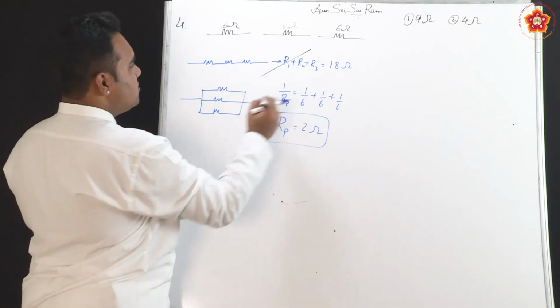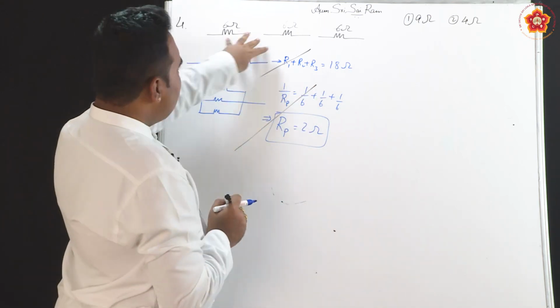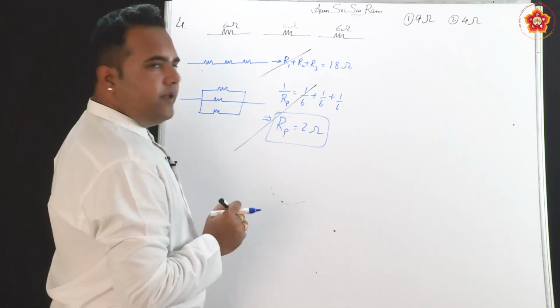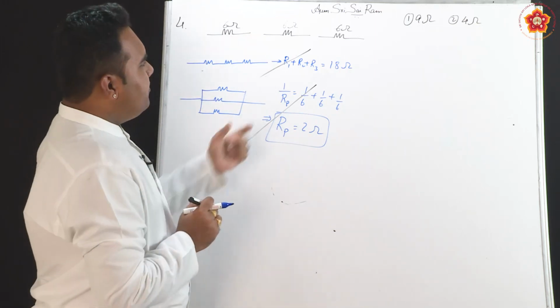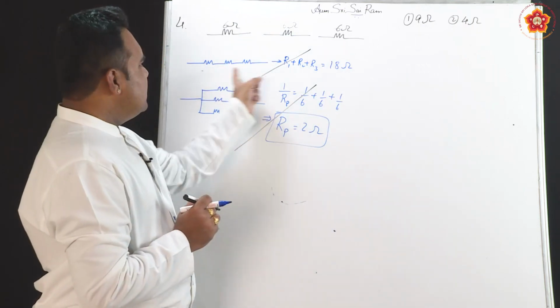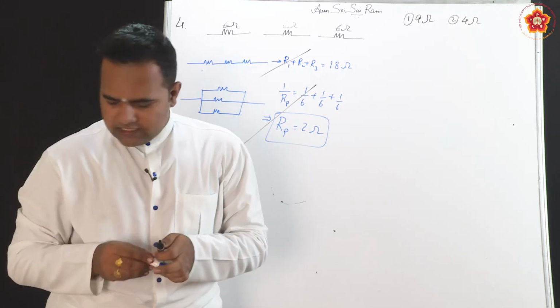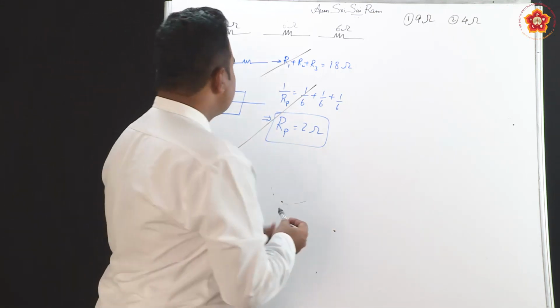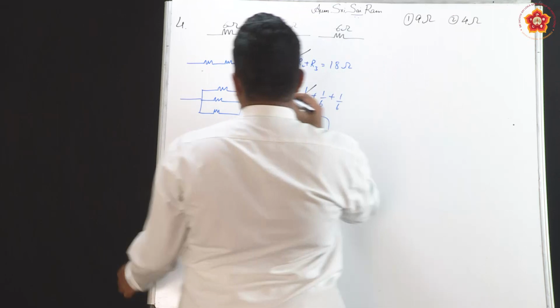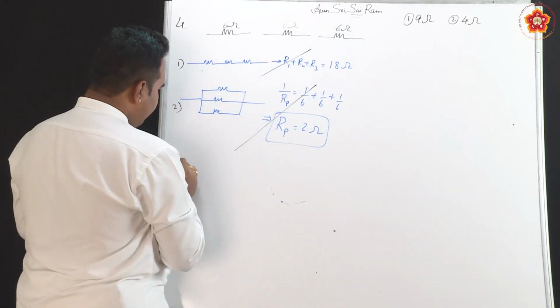So this is also not desired because they are asking how should we connect them, what should be the combinations such that we get either 9 ohms or 4 ohms. So all in series is wrong, all in parallel is also ruled out. So let us see the next one. The first one is wrong, the second one is wrong, third one.